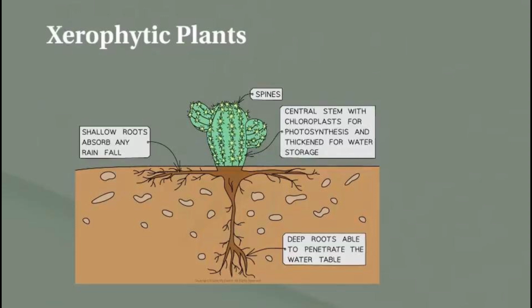They also have very small or needle-shaped leaves, which reduces the water loss, and they also have a waxy cuticle that prevents water from evaporating from the surface of the leaves. And two examples of this type of plant are cacti and marram grass.